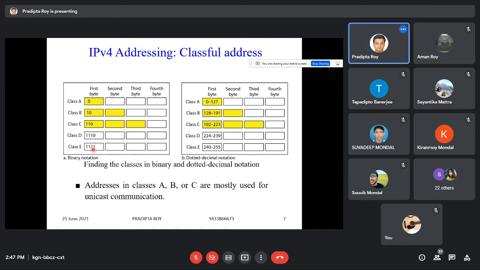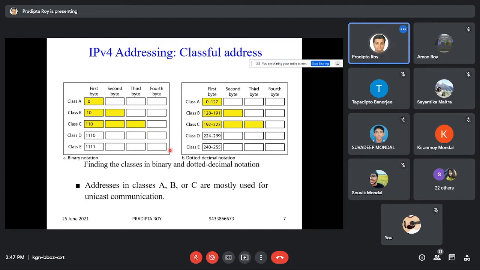Now we will see the range of each class. The class A address range is from 0 to 127. Class B ranges from 128 to 191. Class C is from 192 to 223. Class D is from 224 to 239, and class E is from 240 to 255. We will see gradually how this calculation can be done.